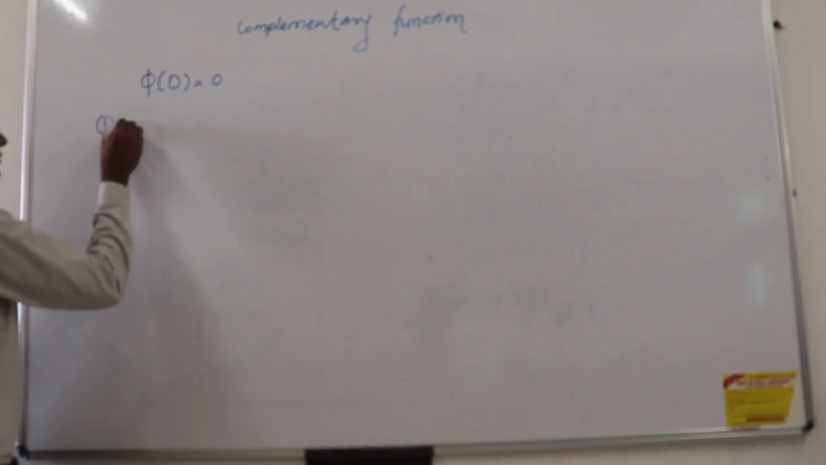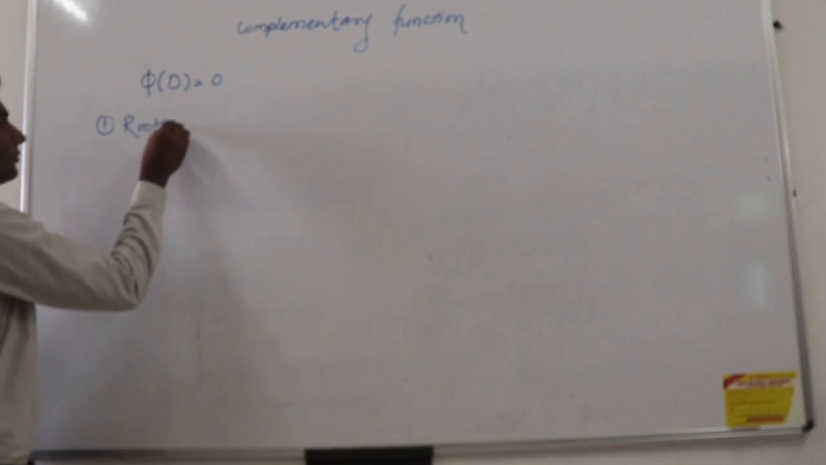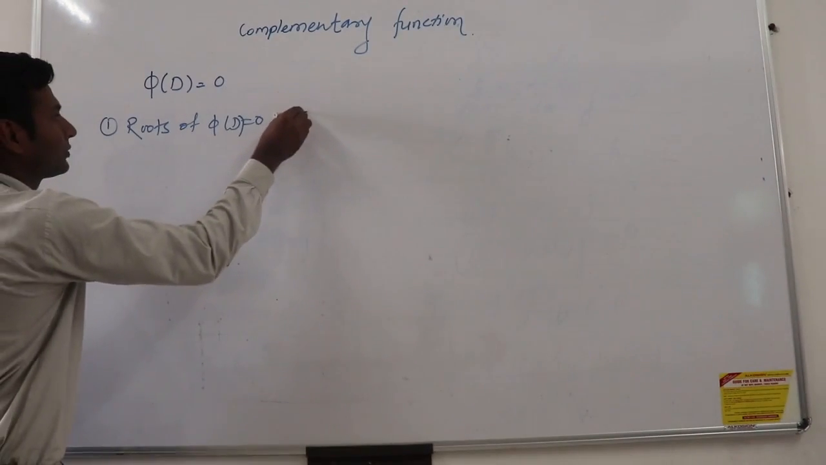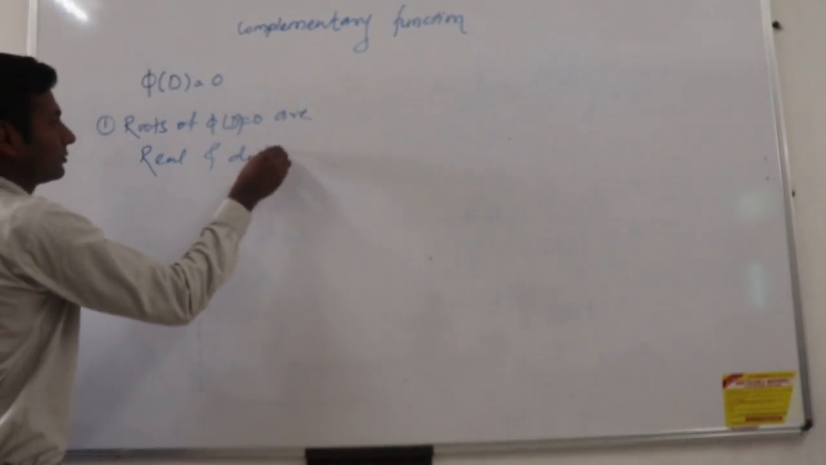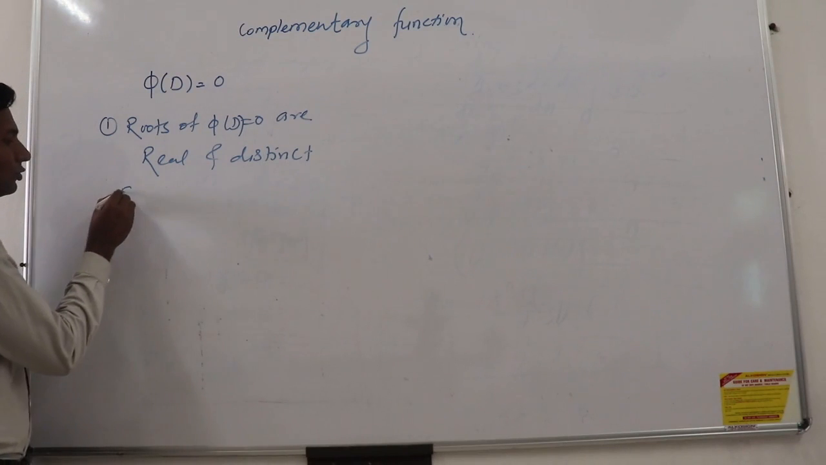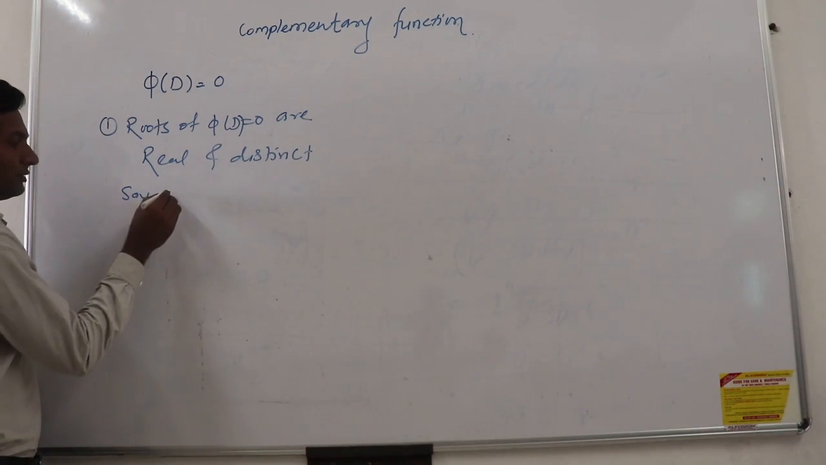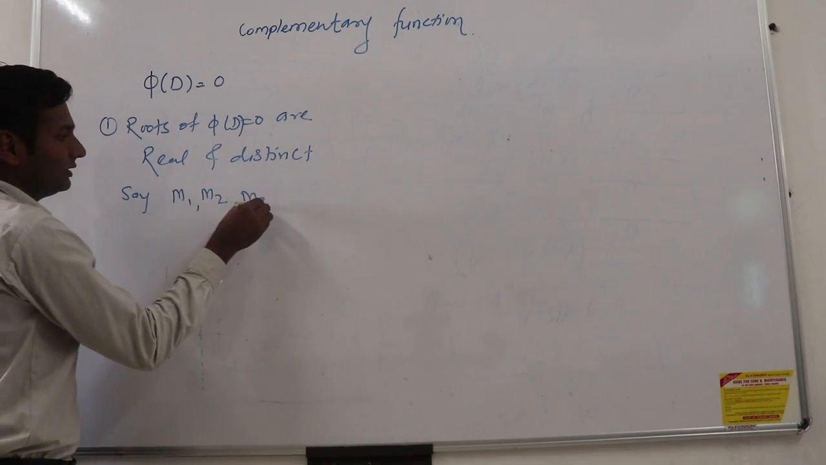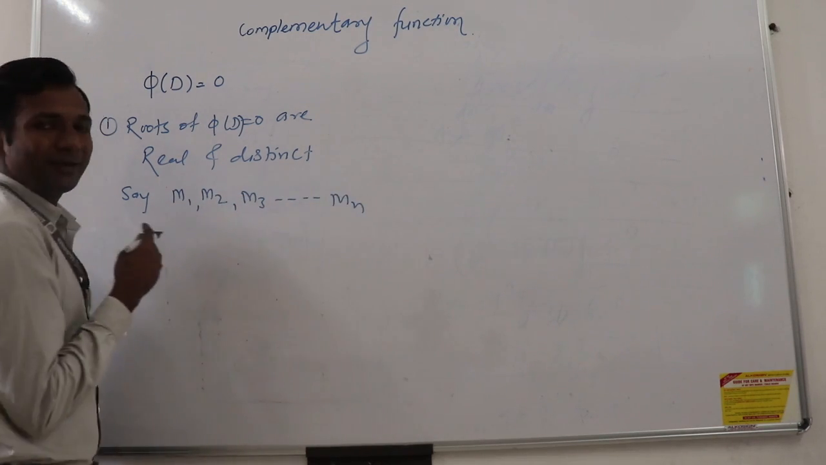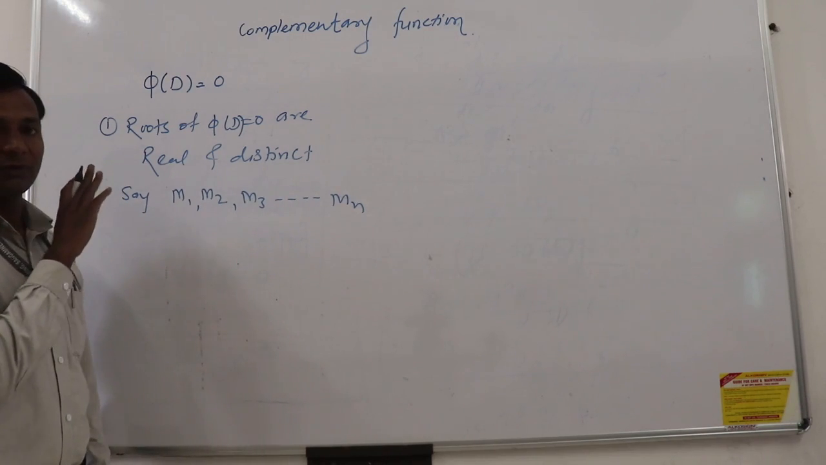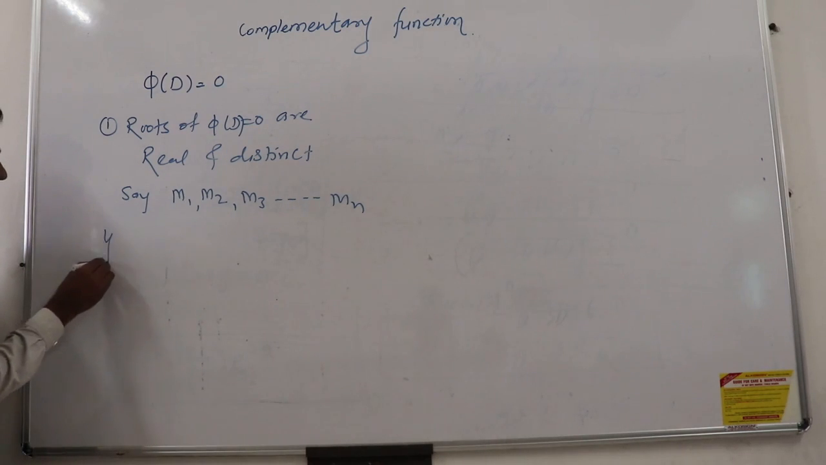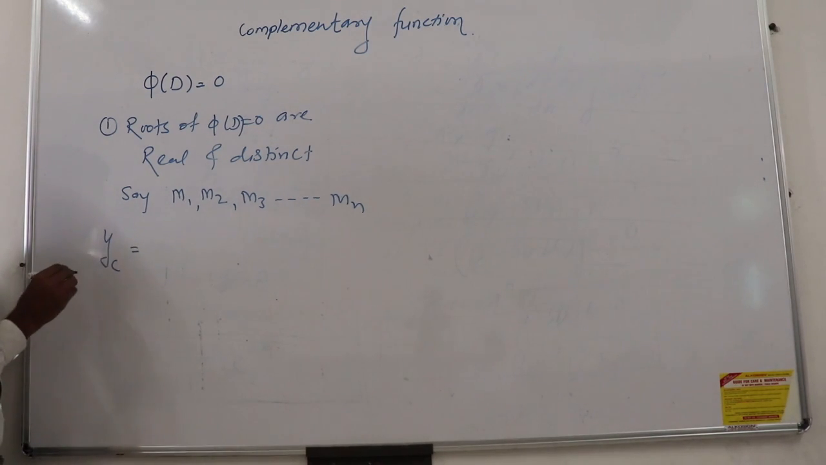Number one, if the roots of phi of D equal to 0 are real and distinct, we call them m1, m2, m3 up to mn. There are n roots because the order of our linear differential equation is n. Then the complementary function we write as yc.